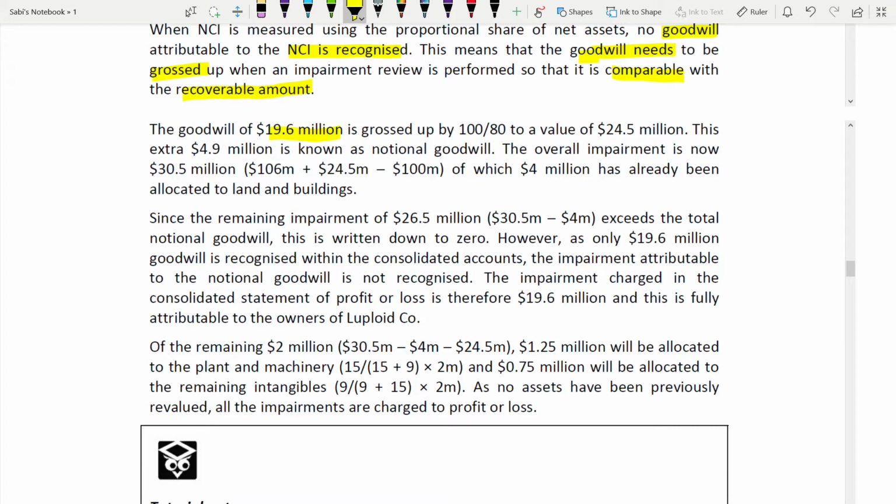Multiply 19.6 by 100 divided by 80. Always multiply by 100, but this percentage will change. Okay, here they have acquired 80%, that's why you are dividing by 80. If they have acquired 70%, it will be divided by 70, but multiplication is always by 100. It is not 80 over 100 into 19.6. Why? Because when you're grossing up, if you are taking 80%, that means you are taking 80% of 19.6. Is it grossing up? It's not called grossing up. No, you have to gross it up. So multiply by 100, divide by 80, because you have acquired 80%. That's why you're dividing by 80.